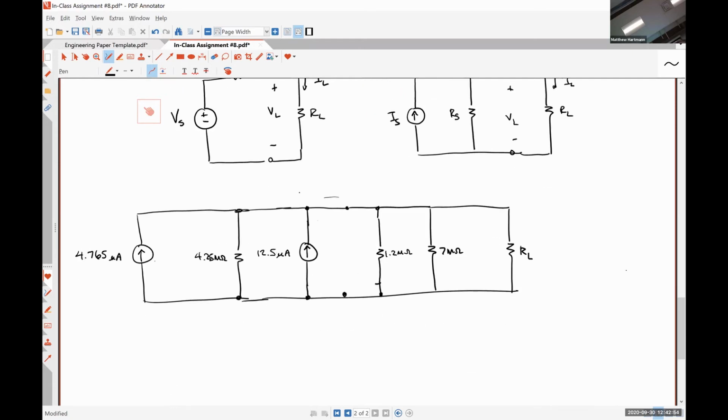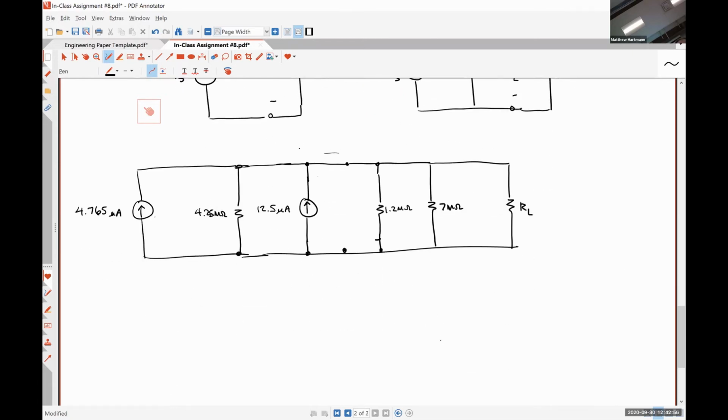So from the perspective of our load resistor, we have 2 current sources connected in parallel. So what does that mean we can do? Combine them. So it's going to be 4.765 plus the 12.5, since they're both in the same up direction, we can just add them together.